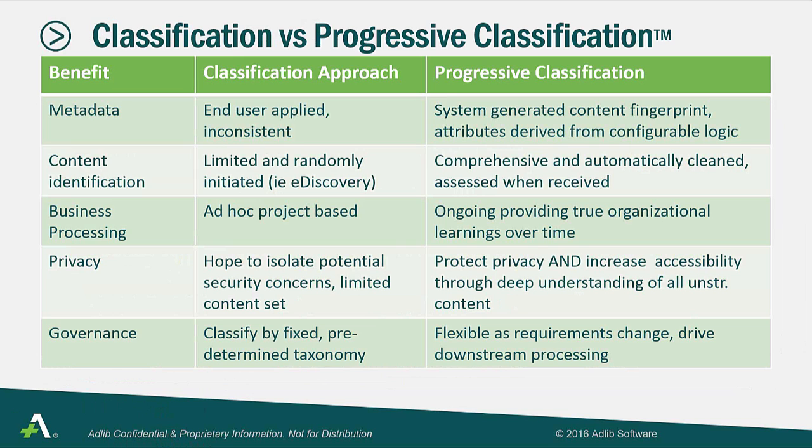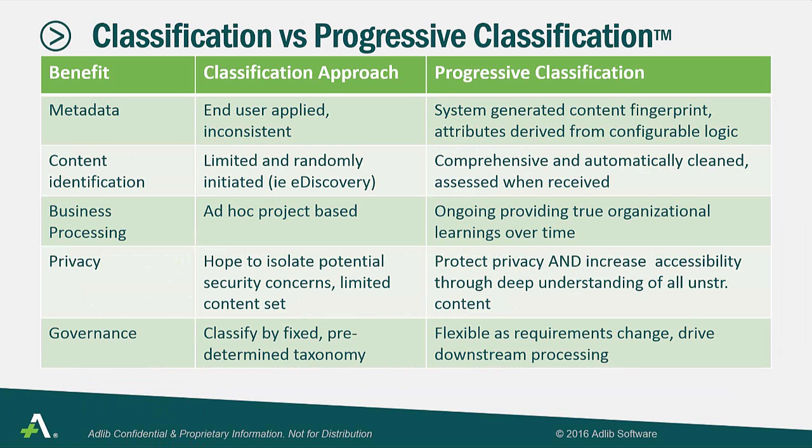Classification versus progressive. So a little bit of the difference from the traditional versus the progressive approach. From a metadata perspective, I mentioned before, it's historically been an end user applied exercise, and that's inconsistent, versus something that can be system generated, where it can be derived from the configuration and the rules. It can be much more in-depth and much more powerful, and obviously much more consistently applied.